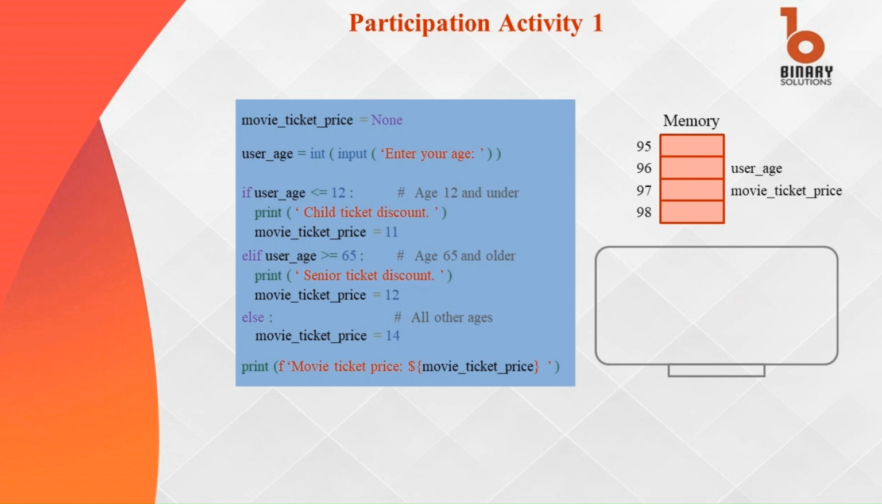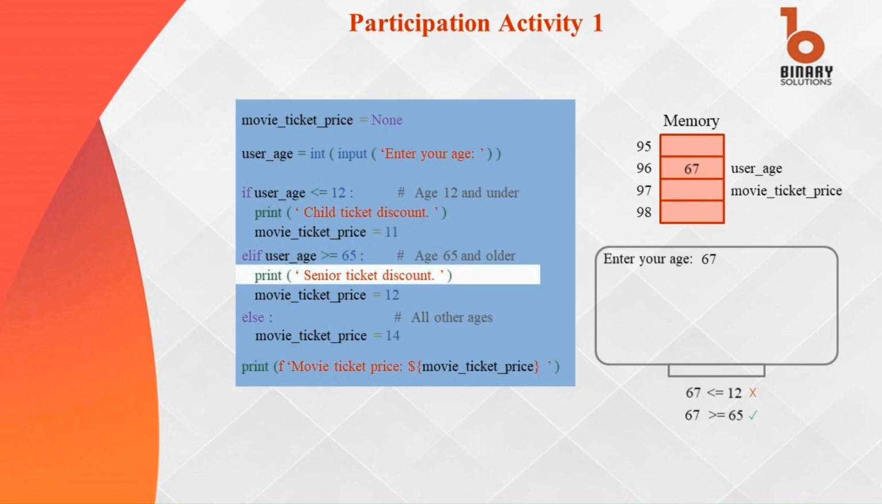This type of logic can be implemented using an if-else statement to detect and handle such ranges. In this example, the user enters their age and the program evaluates it step by step. First, the program checks if the user's age is 12 or less, applying the child discount if true. If not, the program moves to the next branch, which checks if the user's age is 65 or older.